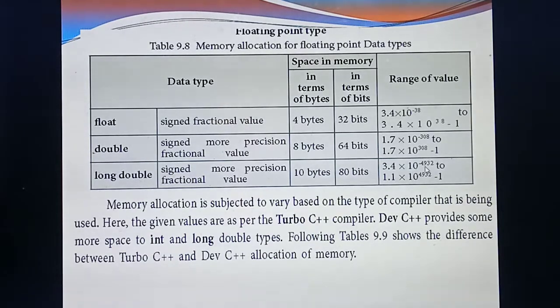Understand? So what are the modifiers you have studied in float? Float, double and long double. What do you mean by float? It is a signed fractional value. Double means the more precise fractional value after the decimal point. Long double means the highest precise values after the point.